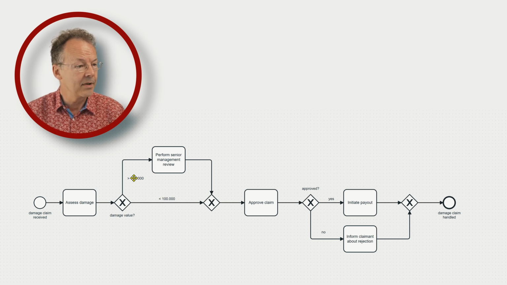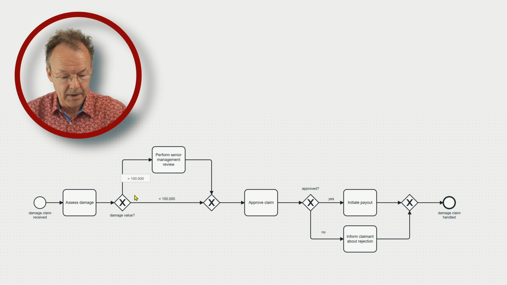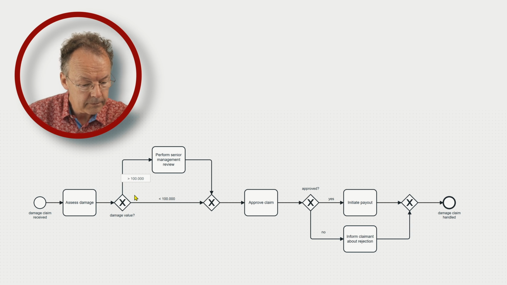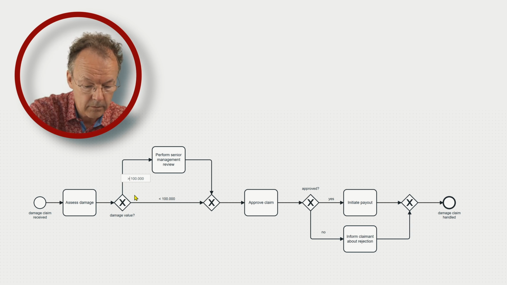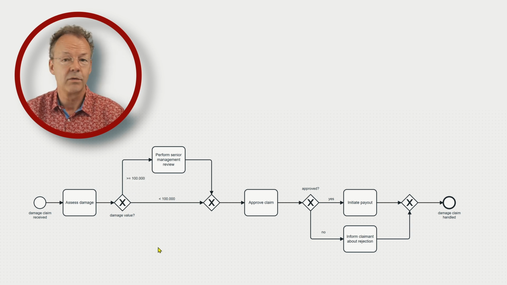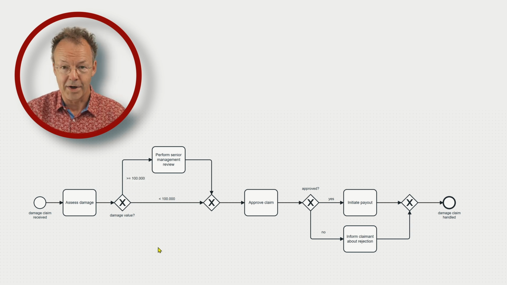So for example, if we include it here, we would just say greater or equal. Where is the equal sign? Or equal 100,000, and this will correct our process model.